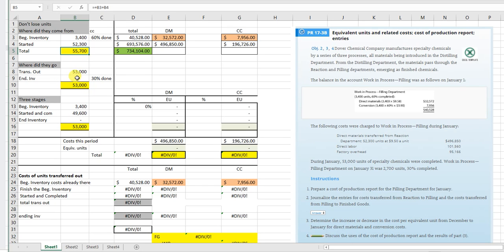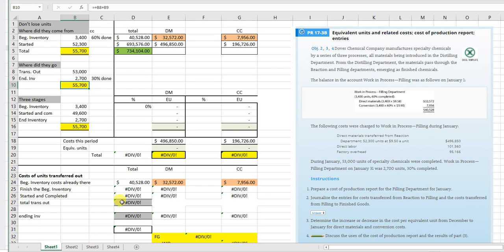Now sometimes they don't give you ending inventory. In this case they do. They say they're 2,700, 30% completed. But notice that this has to equal 55.7, so if I get that to equal 55.7, I know this is 55.7, so I can back into that.